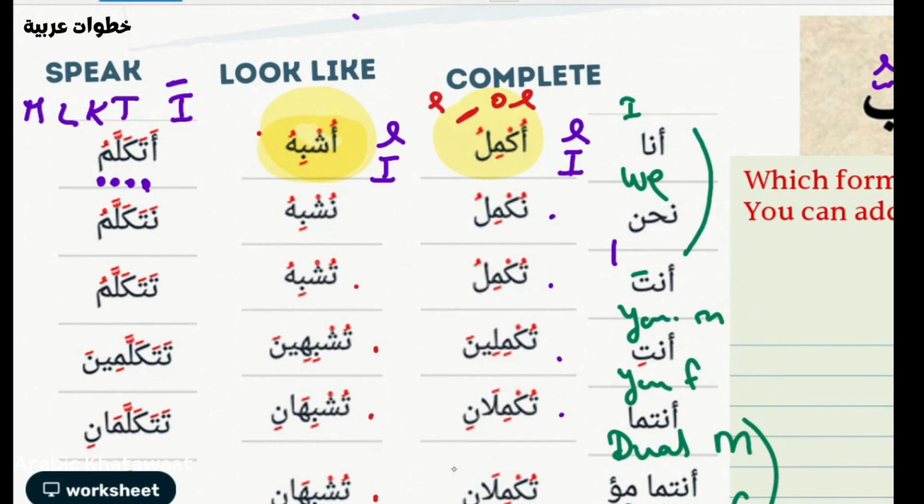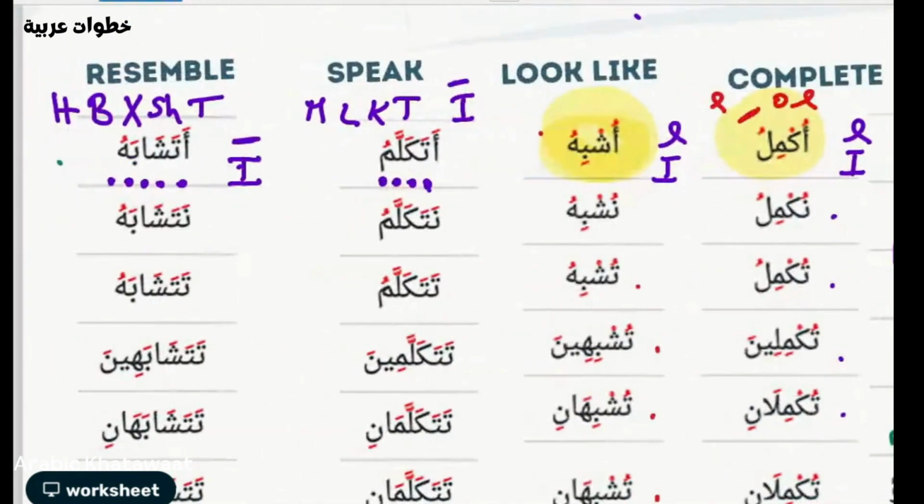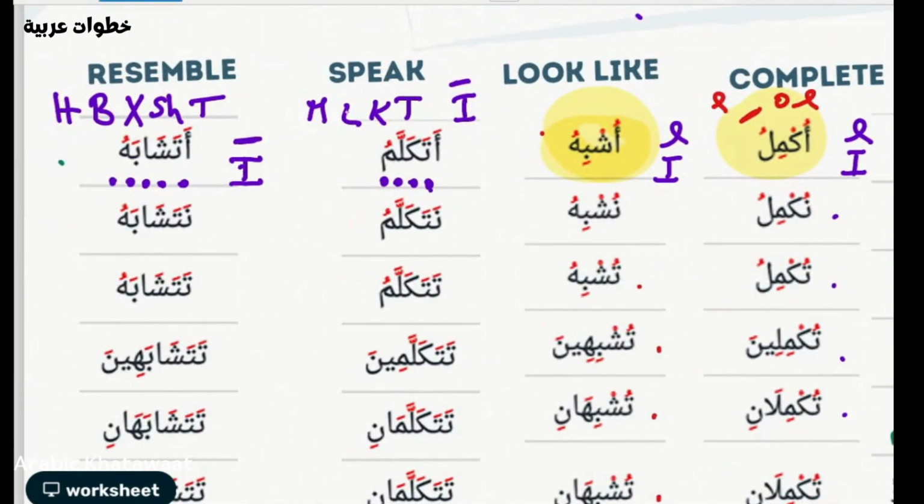This is complete. If you go to the other verb, which is speak or resemble, and ashbaha and tashabaha, they're two different forms. Look like and resemble might sound the same to you in English, but they have two different verb forms or patterns in Arabic, and I'll explain why they are different in a bit. So we'll go over أتكلم وأتشابه.